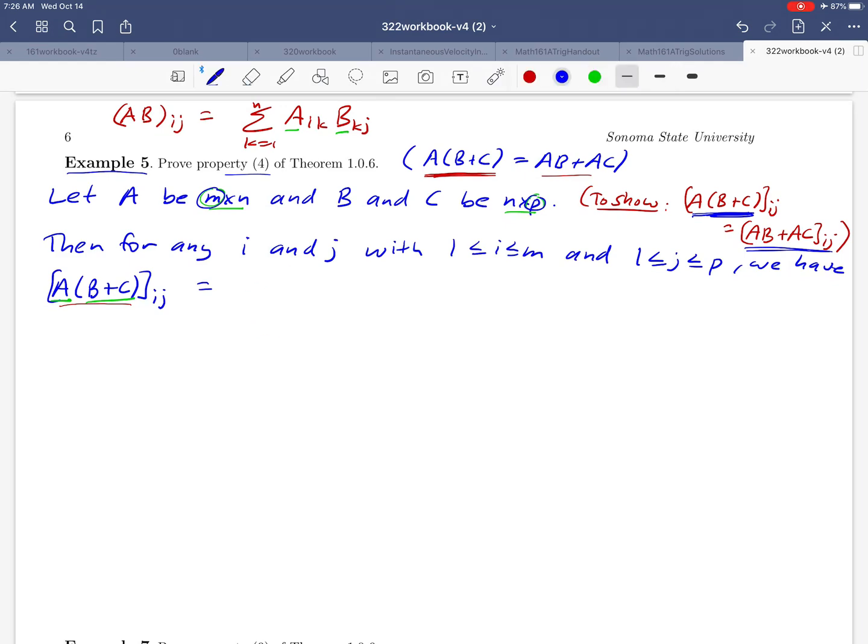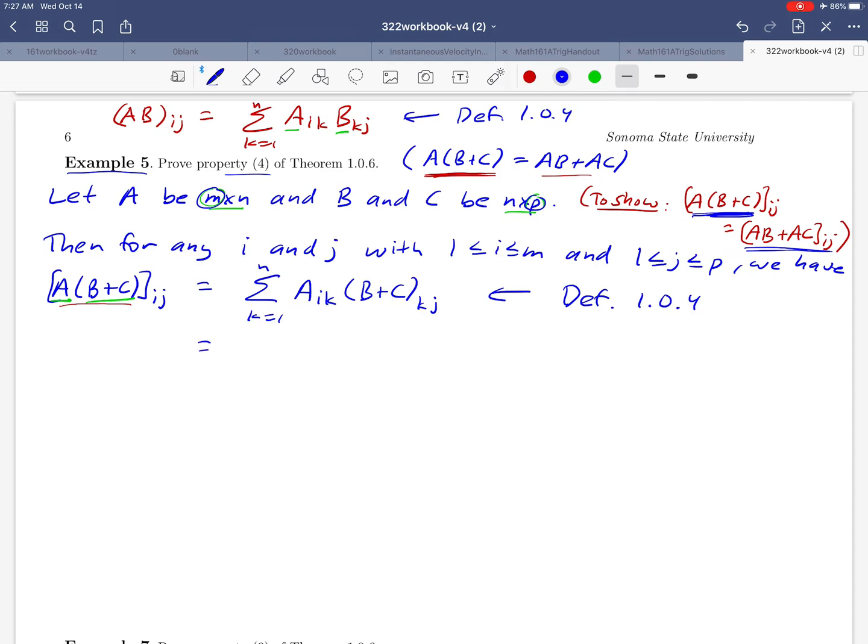Let me try to write that a little bit better. Sum from 1 to n of A_ik, and our second matrix is B plus C instead of just B_kj. Okay, we just used definition 1.0.4. That's what this is actually up here, that we kind of snuck into our top margin here. So that gets the ball rolling for us.